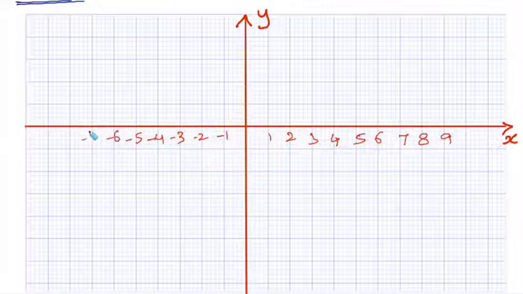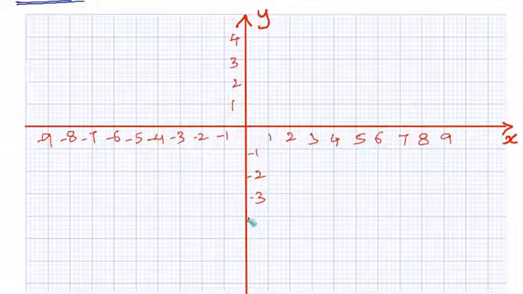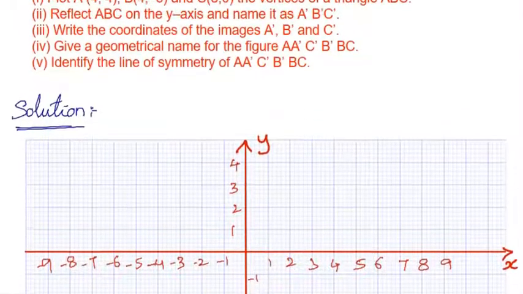and draw the numbers in the y-axis as well, which is 1, 2, 3, 4 and negative values -1, -2, -3, -4 and -5 and so on. Now let's mark the given points.